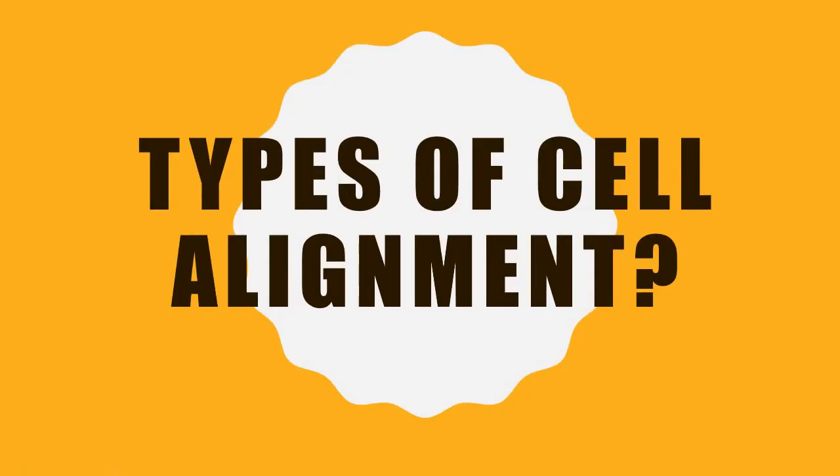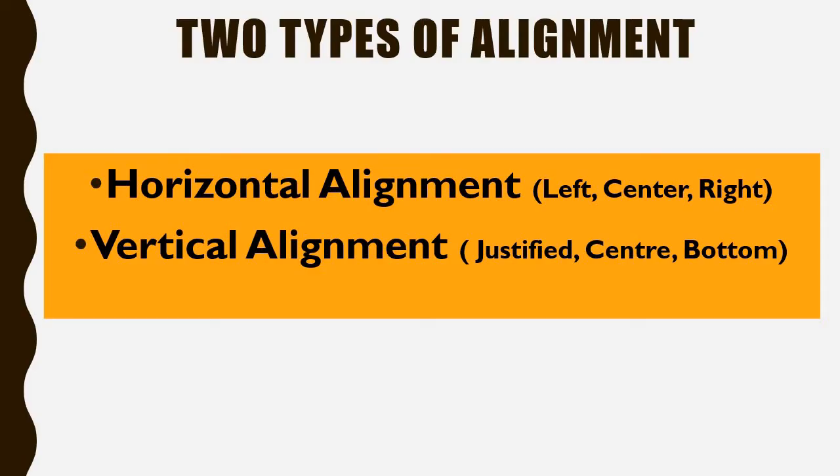Basically we have two types of alignments. Number one is horizontal alignment, which gives you the features of making your text or numbers center aligned, left aligned, and right aligned. Similarly, vertical alignments help you to make your text or numbers justified, center, and bottom. I will show you how we are going to do this one by one.